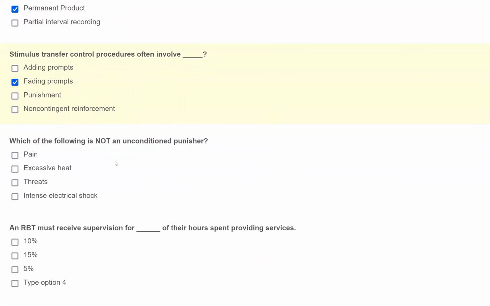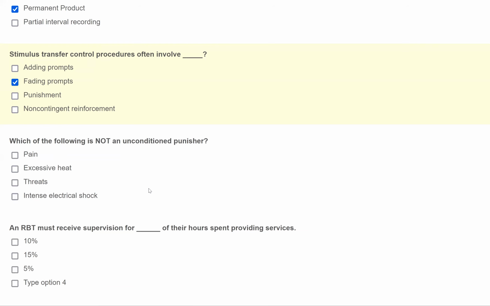Which of the following is not an unconditioned punisher? What do we mean by unconditioned? We mean primary, and we mean unlearned. Punishers that, no matter your learning history, can act as punishers. Think about unconditioned reinforcers. No matter your learning history, they can act as reinforcement. Food and sleep and shelter and warmth and safety.